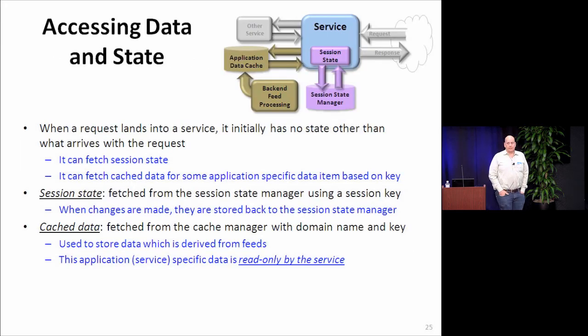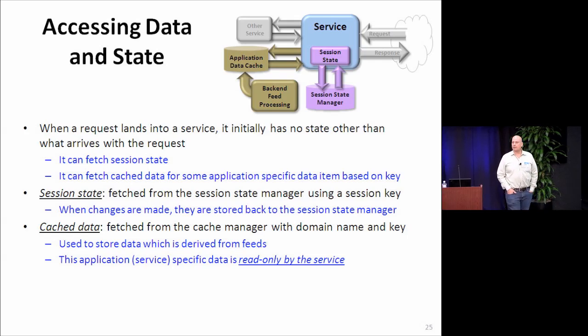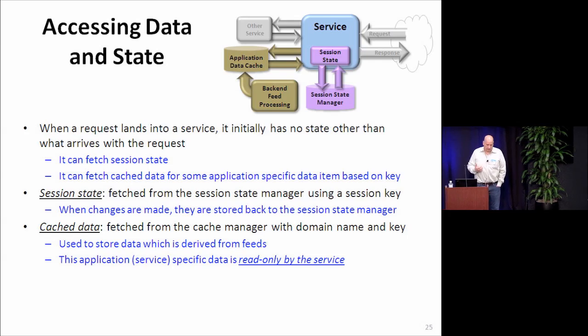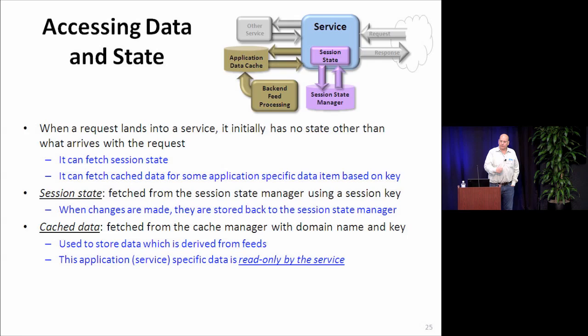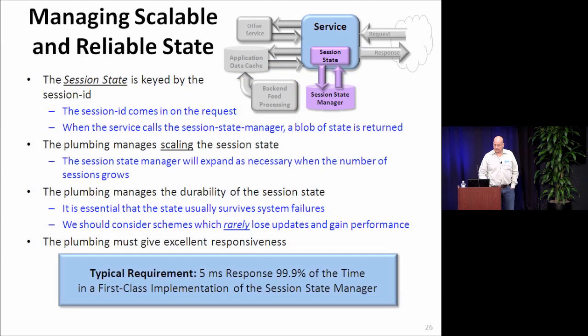Okay, accessing data and state. When a request lands into a service, it initially has no state other than what arrives with the request. And it goes and fetches the session state, fetches the cached data. So when you go and fetch the session state, you fetch it using a session key. And when changes are made, you store them back using that same session key, whatever you're going to call it. I just called it a session key, right? The cache data is fetched from the manager using some domain name and key, and that's a read-only instance for the front end. The back end is stuffing it, the front end is reading it only.